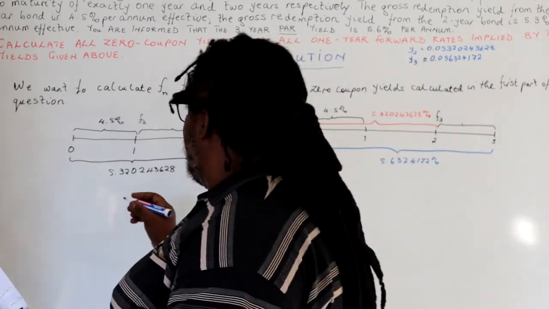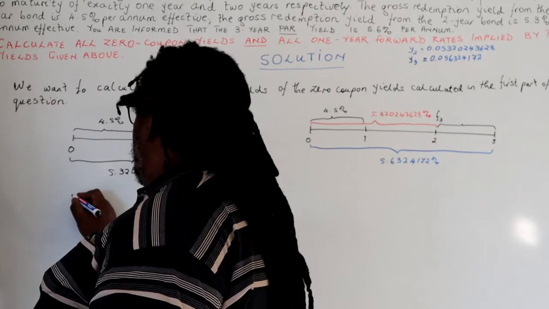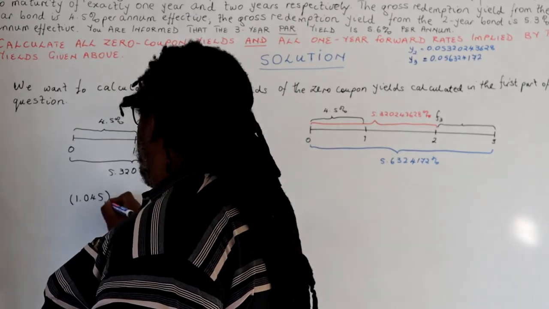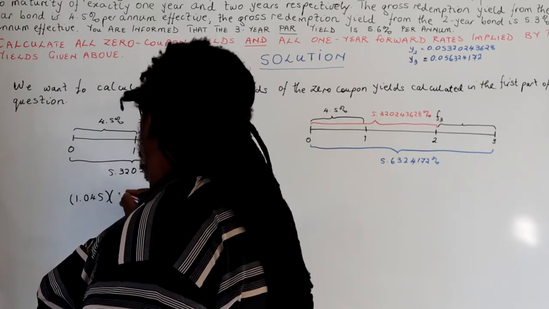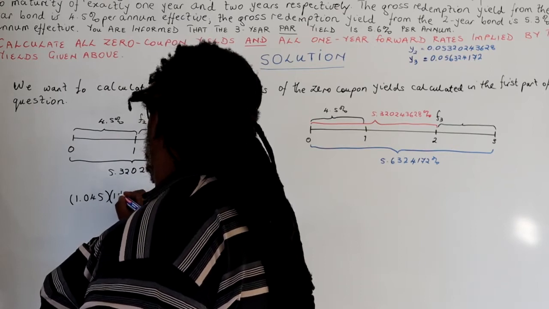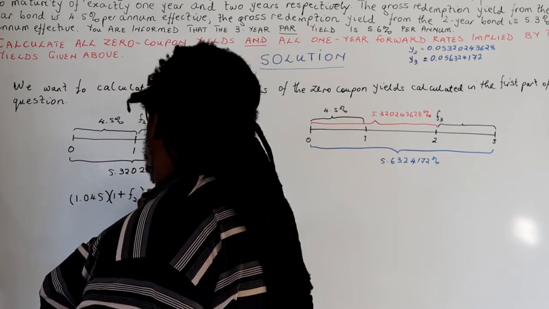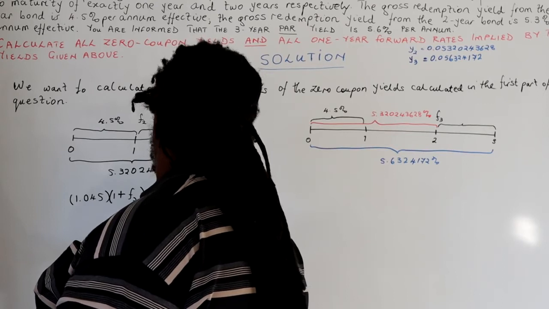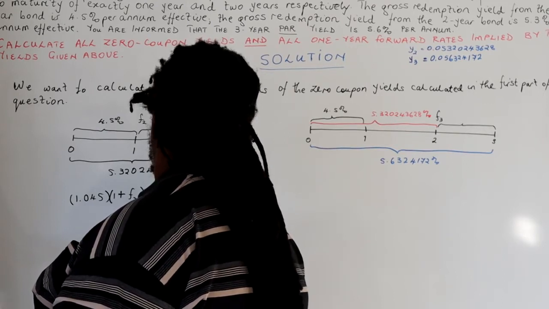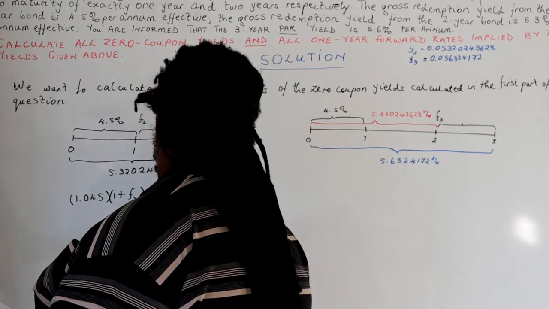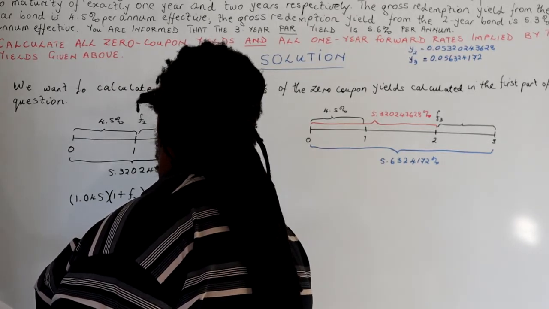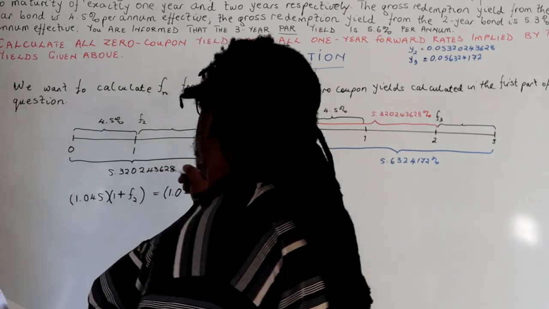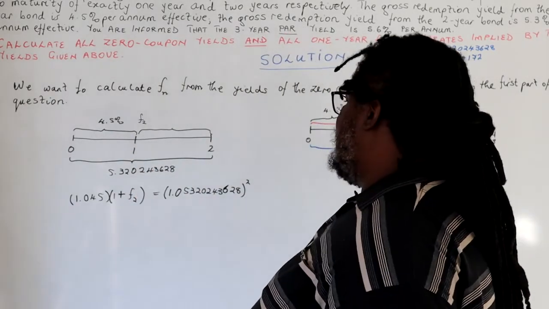So we have 1.045 multiplied by 1 plus F2 equals to 1.05320243628 squared, because this is going to be applied over 2 periods.